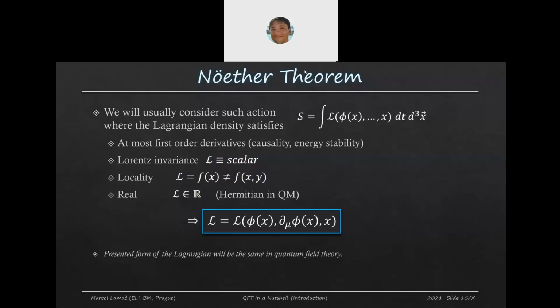And this form restricts our Lagrangian density in the sense that it depends only on the field and only on the four-gradients, and it can also depend on the position. We will omit that, because if it depended, for example, on time, then our Hamiltonian wouldn't be conserved in time. So that's also a problematic notion.